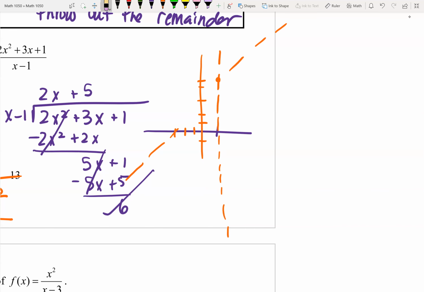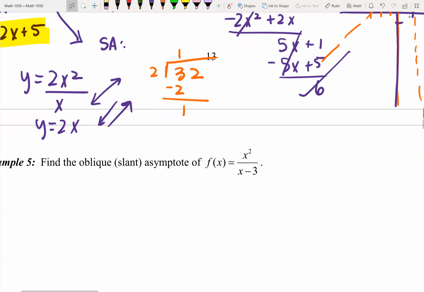So graph it something like this. I just want you to see more clearly. Okay, so I've got a vertical asymptote and then I've got the oblique. I'm going to extend this a little bit more. You get the idea. Okay, who says I'm with you? I'm getting this. This is a super important lesson.